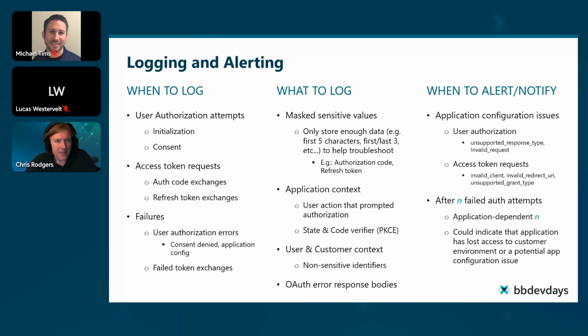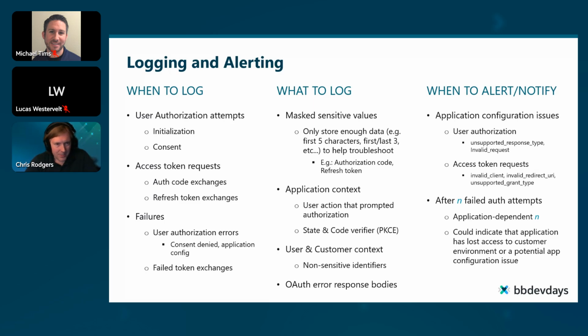And then when to alert and notify. This is really when you need to take action with your applications. For user authorization, and this goes to just application configuration issues in general. If the error is indicating that you probably have a code problem or an issue with the way that you configured an application. So if you're getting like unsupported response type, invalid request for user authorization, or if you're getting invalid client, invalid redirect URI, or unsupported grant types, those are probably errors that aren't just one-off. Those are probably issues in your code that it's probably going to fail every attempt to do OAuth. You probably want to immediately address those.